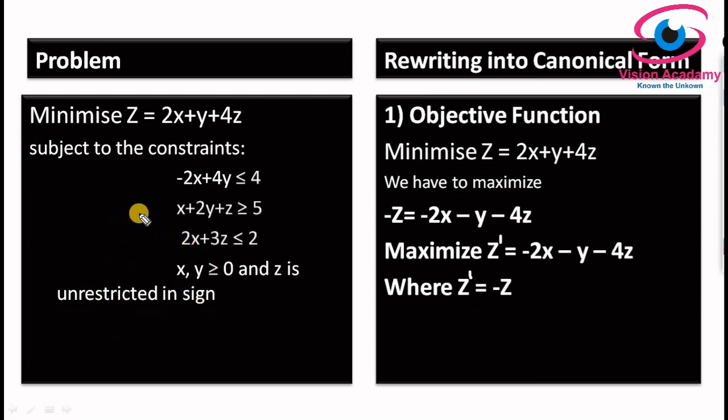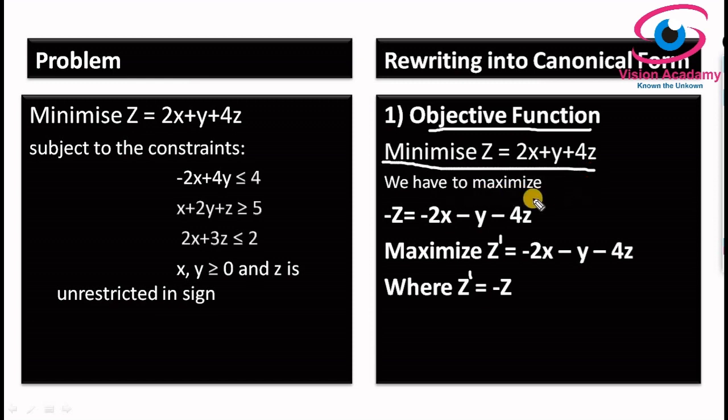So this is the problem. I just copied it to give a comparison with the working solution. On the right side, we are going to rewrite it into canonical form. First, I have considered the objective function, the same objective function I have copied here. We have to maximize this, but it is in a minimization type.